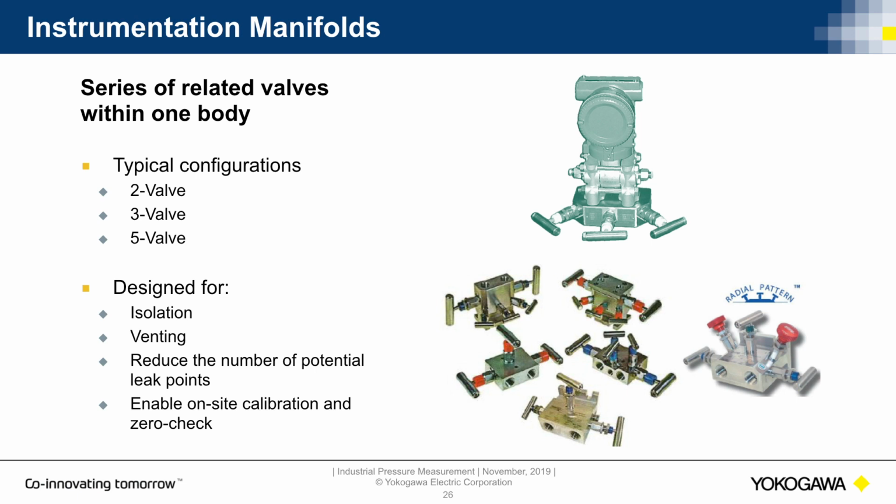You've got a 2, 3, or 5 valve type that's available. This is a great way to isolate the transmitter from the process, allows for some venting. Again, this will reduce the number of leak points. And then this also enables some on-site calibration and ease of zeroing of a transmitter.